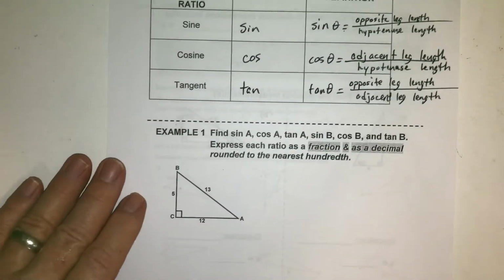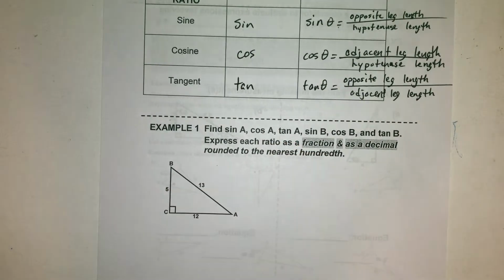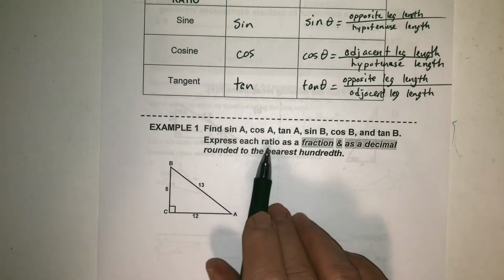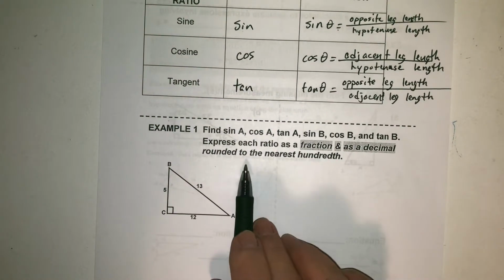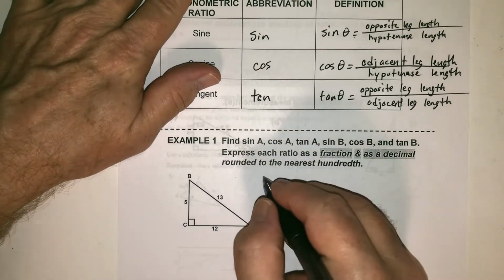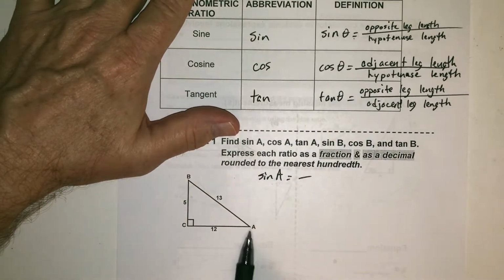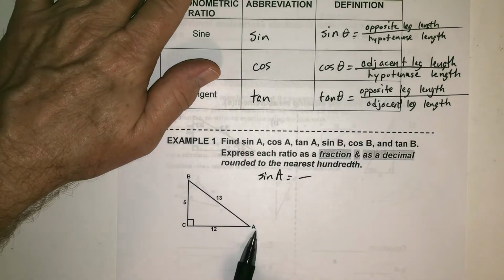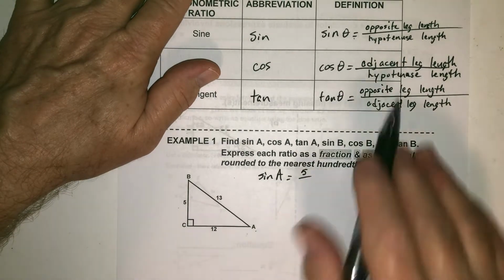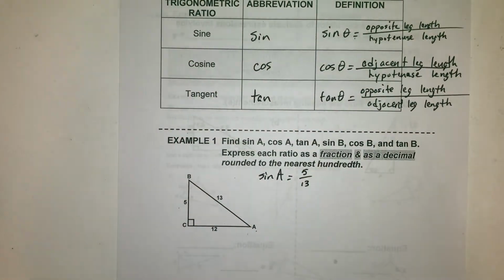Example number 1 says, find the sine of angle A, the cosine of angle A, the tangent of angle A, the sine of angle B, the cosine of angle B, and the tangent of angle B. Express each ratio as a fraction and as a decimal rounded to the nearest hundredth. Let's start with angle A. It wanted the sine first, so we'll do the sine of angle A. The sine is equal to the opposite leg length. Opposite angle A is 5, and we divide that by the hypotenuse length, which is 13. So 5/13 is the sine.